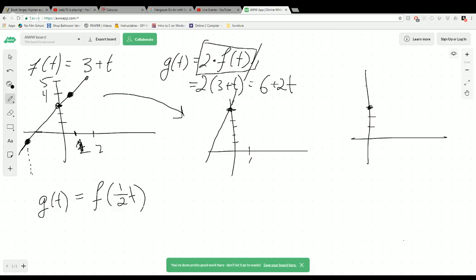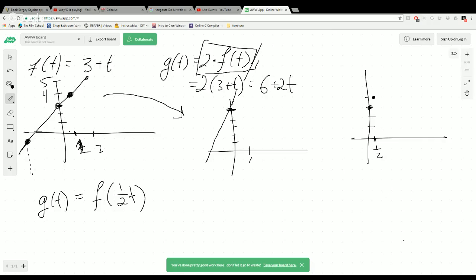What if I plug in, let's say, 2? Well, if I plug in 2, well, half times 2 is 1. And what is f of 1? That's 4. So if I plug in 2, I get 4. There it is. To get 4 in my original function, I would have to plug in 1, not 2, but 1. And then I would get 4.